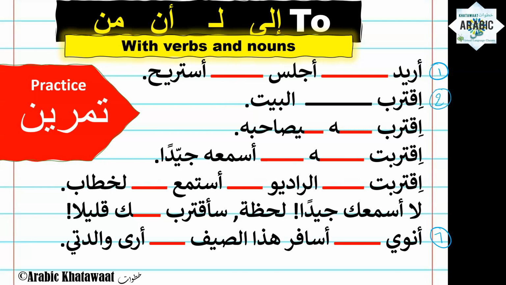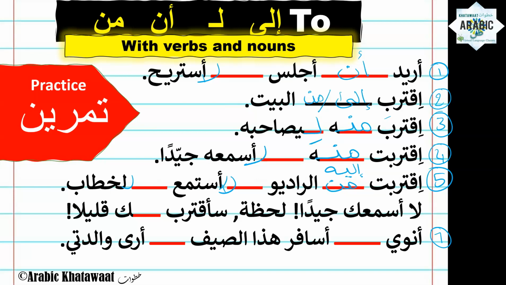So the first example, أريد أن أجلس لأستريح. لام. اقترب إلى or من البيت. اقترب منه, got closer to him. Why? ليصاحبه, to be his friend or to befriend him. 4, اقتربت منه, or we could say إليه because we use them both to talk about space. إليه لأسمعه. Why? To hear him well. 5, اقتربت من الراديو لأستمع للخطاب.